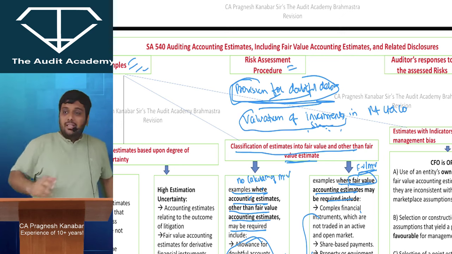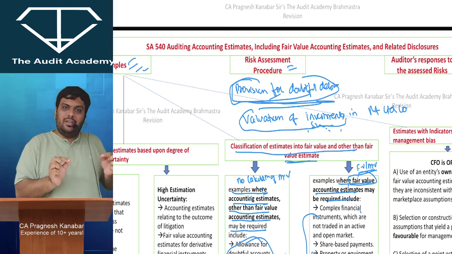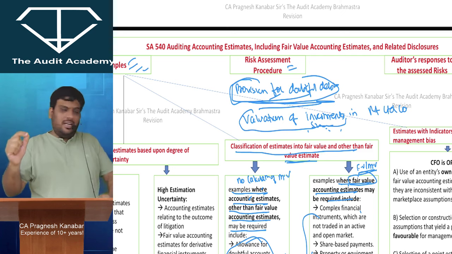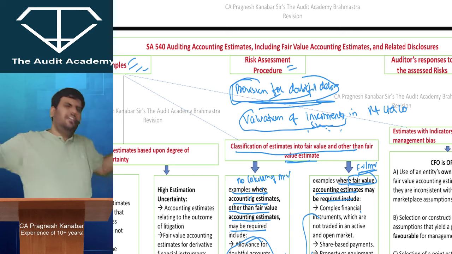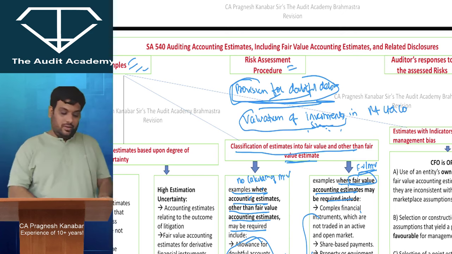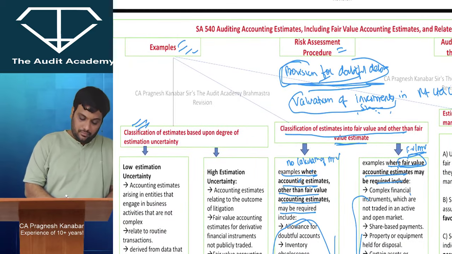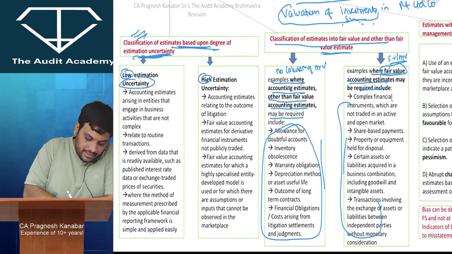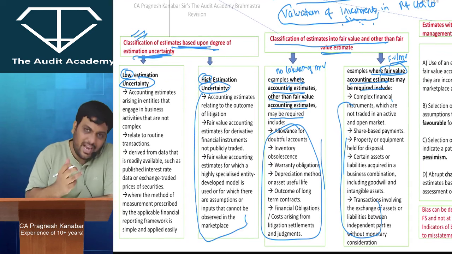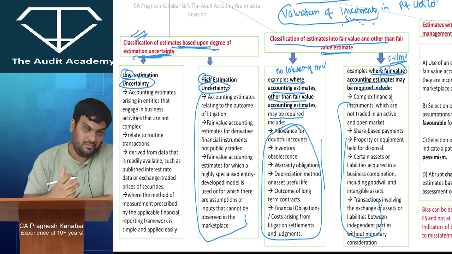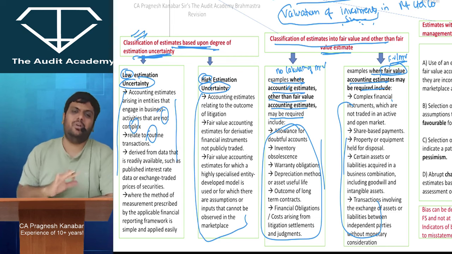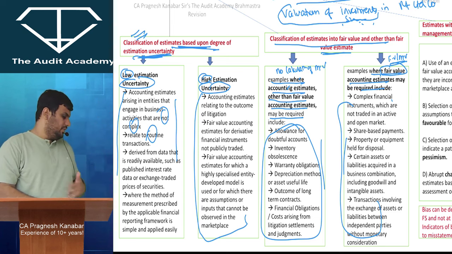So where the prediction and the actual outcome is only marginally different, that is an estimate with low uncertainty. But where there is a chance of the actual outcome being materially different, then that is an estimate with high uncertainty. So another way of looking at estimates is based upon the degree of estimation uncertainty. As you can see over here, low uncertainty estimates and high uncertainty estimates. When you go through these estimates, you will feel that the actual outcome can be materially different. But when you go through these estimates, not complex, routine, you will be very clear that the actual outcome can be marginally different, but not materially different over here.